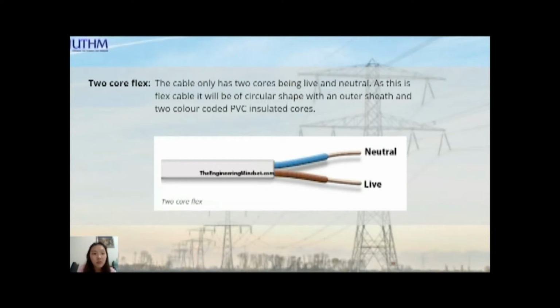The third is the 2-core flex. This type of cable connects small appliances which are double insulated and need no earth. As this is a flex cable, it is of circular shape with an outer sheath and two color-coded PVC insulated cords.